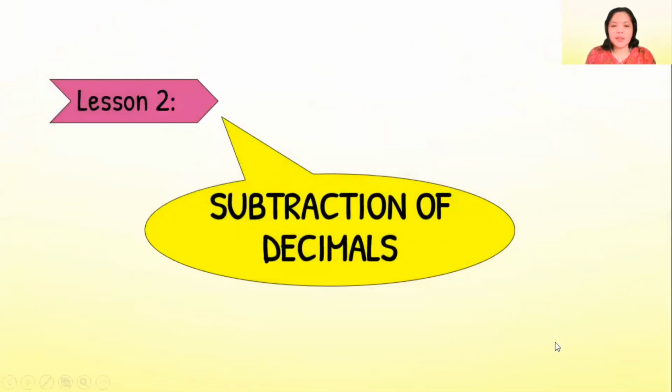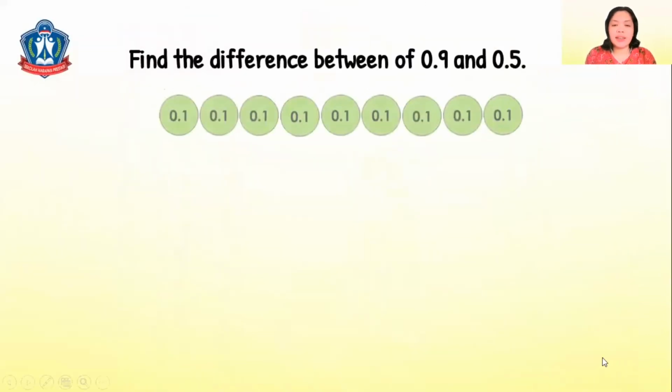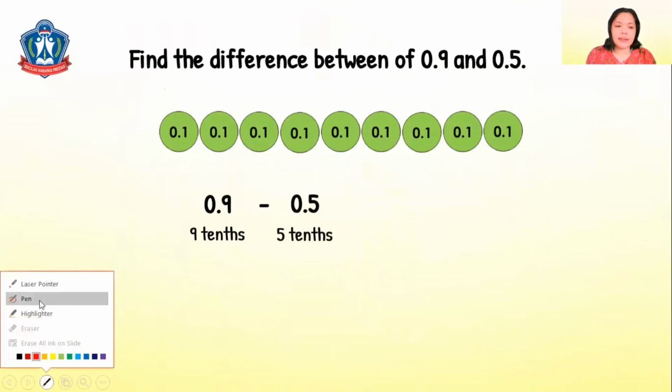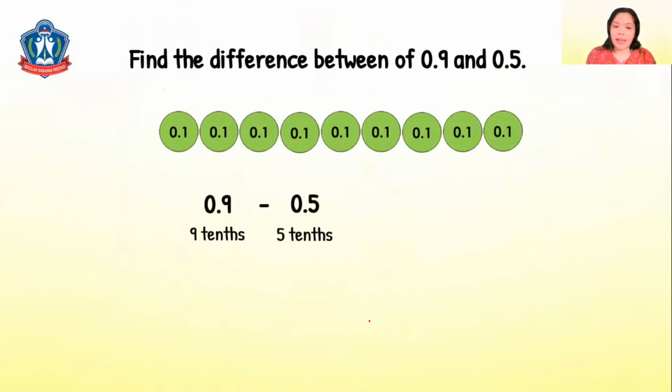Let's go to subtraction of decimals. So how to subtract decimals? I have here an example. Let's find the difference between 0.9 and 0.5. So let's subtract 0.5 from 0.9. So how to subtract decimals? So let's take out 0.5 or 5 tenths.